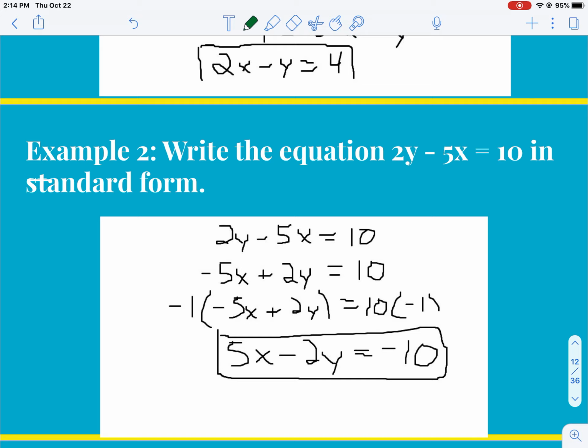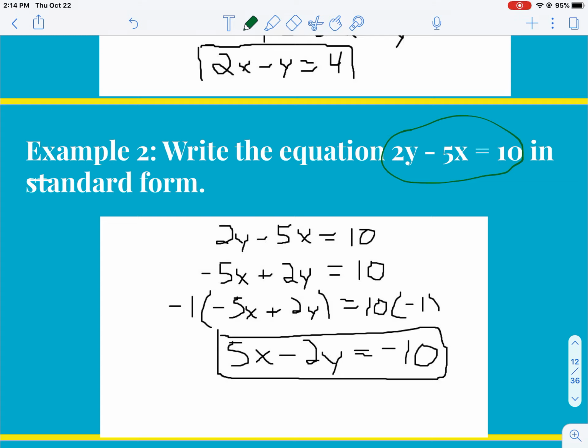All right, example 2. Again, we're trying to follow our rules. I have 2y minus 5x equals 10. Remember, I need the x to be first. I need the x to be positive, no fractions or decimals, and a, b, and c only divisible by 1. So notice here, I switch the x and y around.